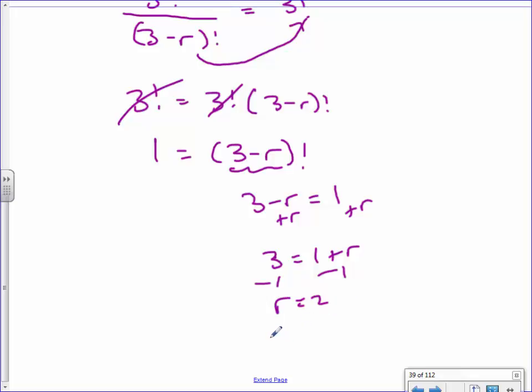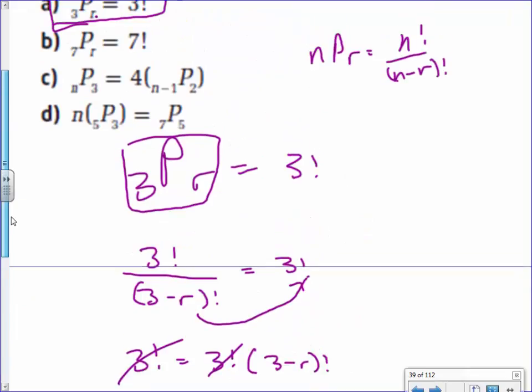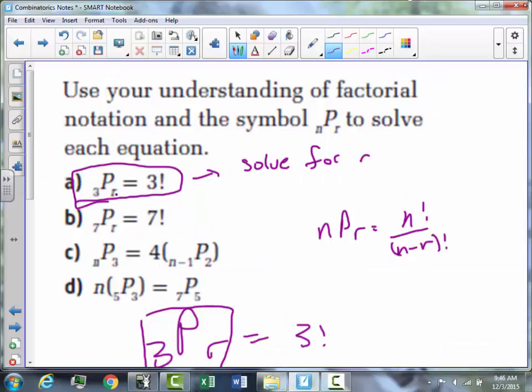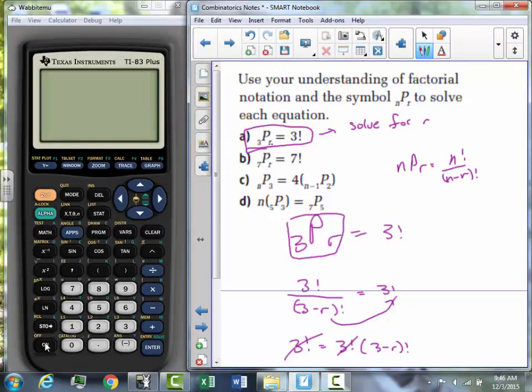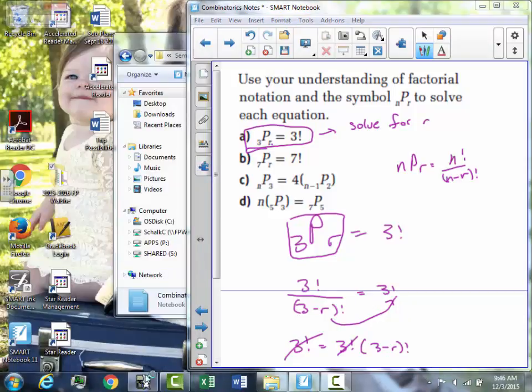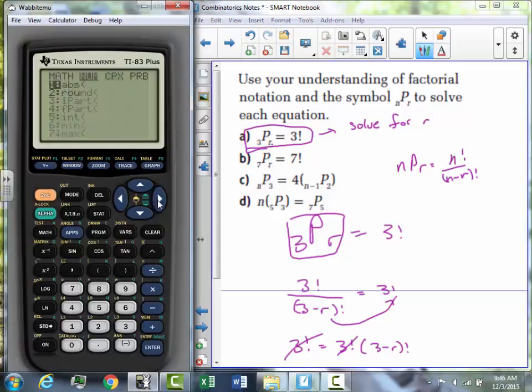Does that make sense? Now let's check it. Grab your graphing calculator. Try 3, pick, I guess, 2 now, and then let's see whether 3P2 is also 6. Does that make sense?